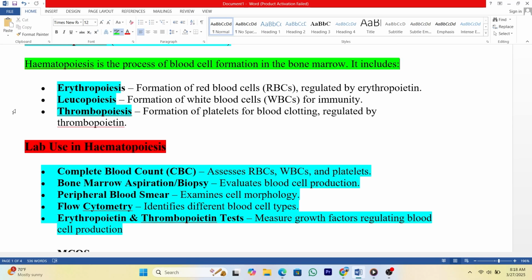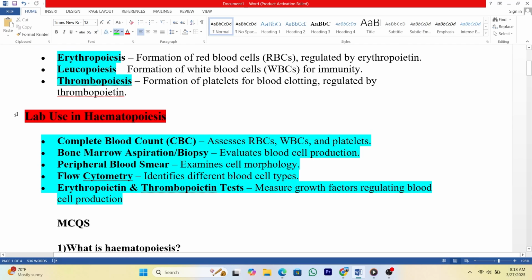Lab use in hematopoiesis. Complete blood count, CBC, assesses RBCs, WBCs, and platelets. Bone marrow aspiration/biopsy evaluates blood cell production. Peripheral blood smear examines cell morphology. Flow cytometry identifies different blood cell types. Erythropoietin and thrombopoietin tests measure growth factors regulating blood cell production.